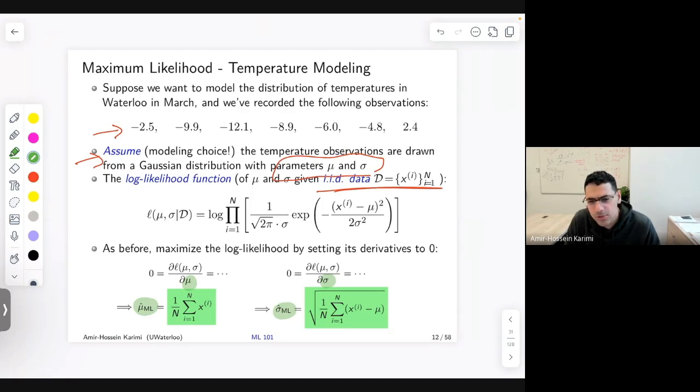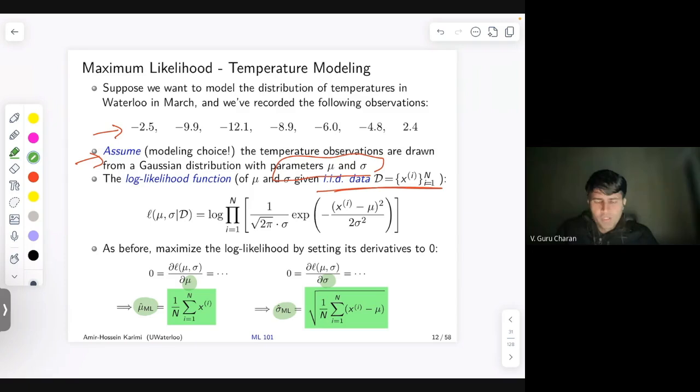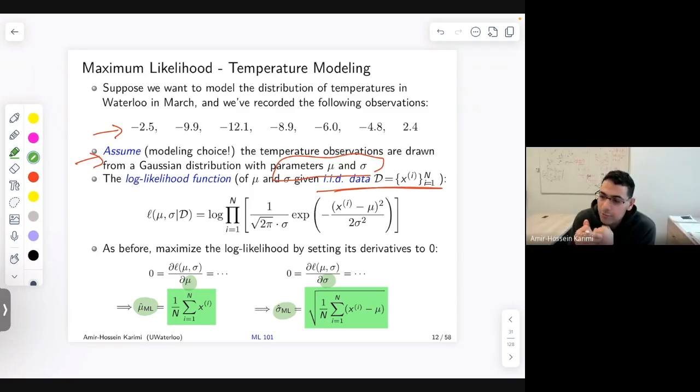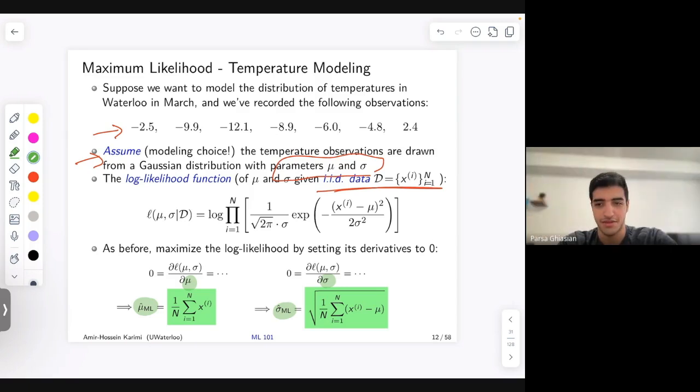What are the assumptions that I've made here again? Can someone help me just review the assumptions that I've made? So one of the assumptions is that the distribution is Gaussian. Okay, so I've made an assumption of the model family, which means it's Gaussian. It has two parameters. Yes, Parsa? Yeah, I was about to say the same thing. Okay, what else have I assumed?